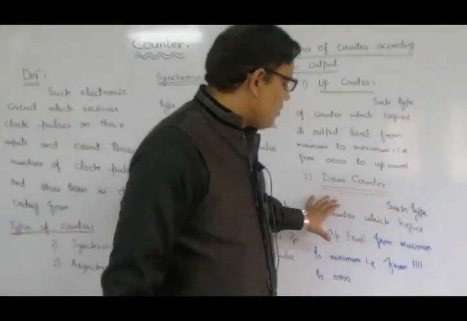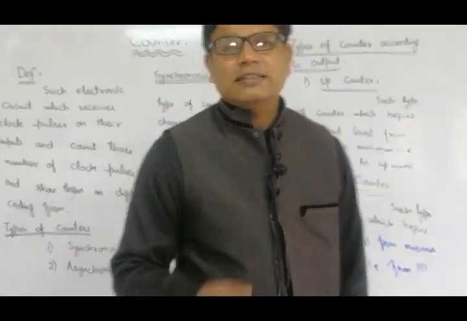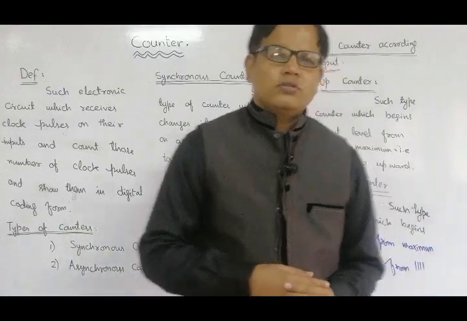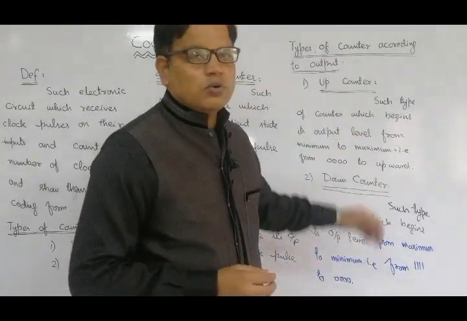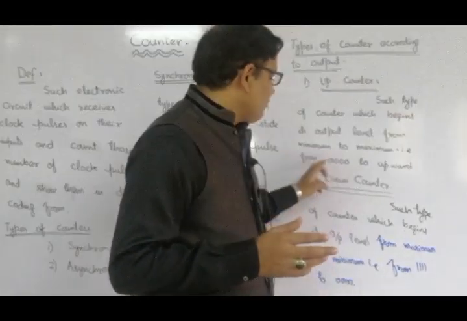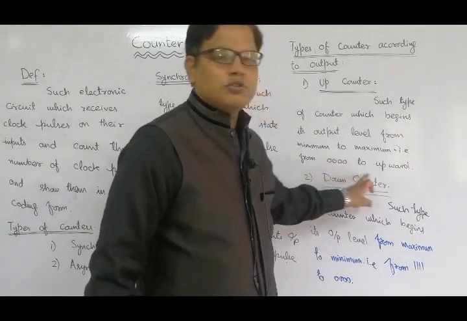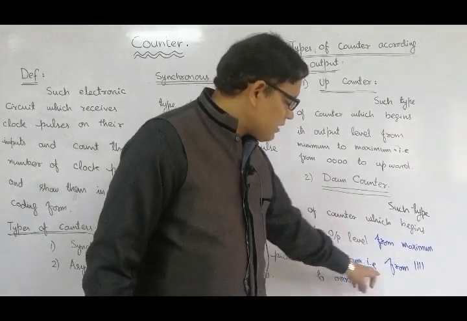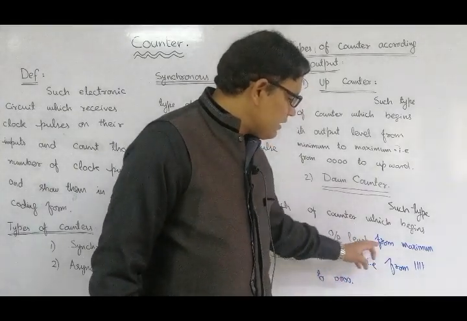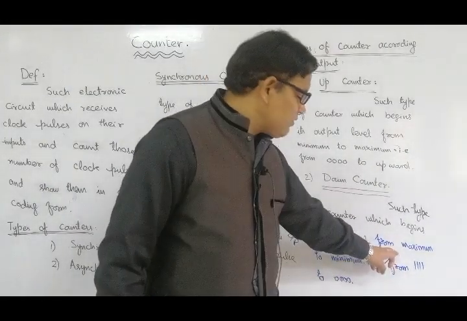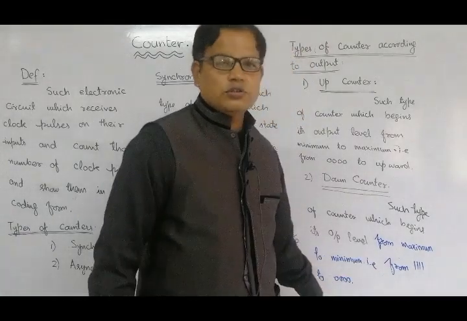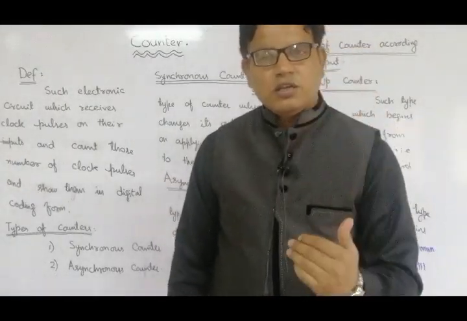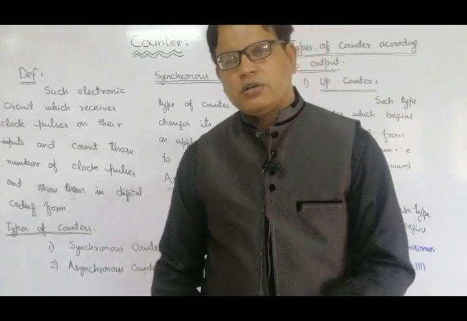The second type is the down counter. Down counters are the type of counters that do the opposite work. Up counters begin counting their data from 000 to 111. But what happens in down counters? In down counters, we have data on the output from 111 to 000. Simply, it means that we have data from the maximum state to the minimum state of output.